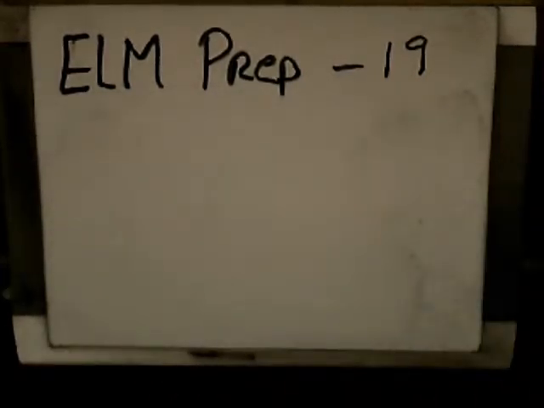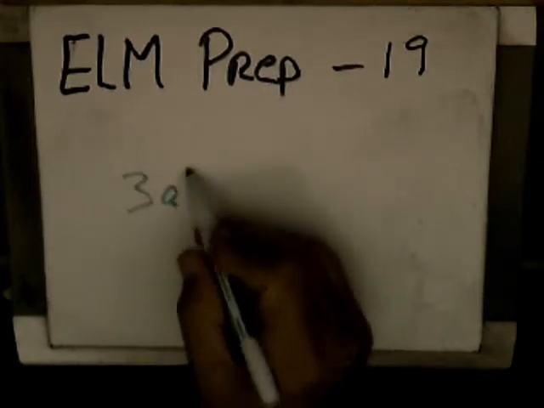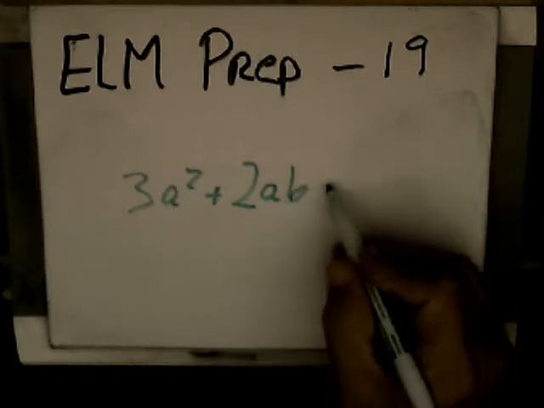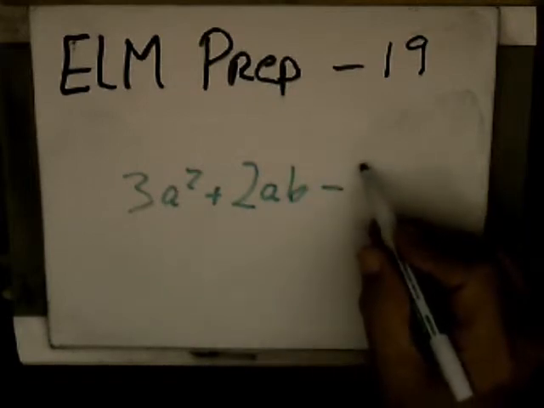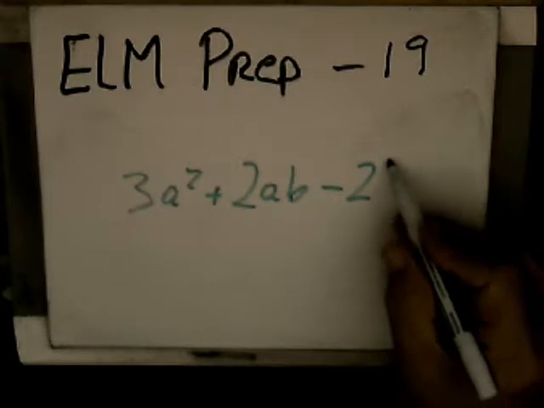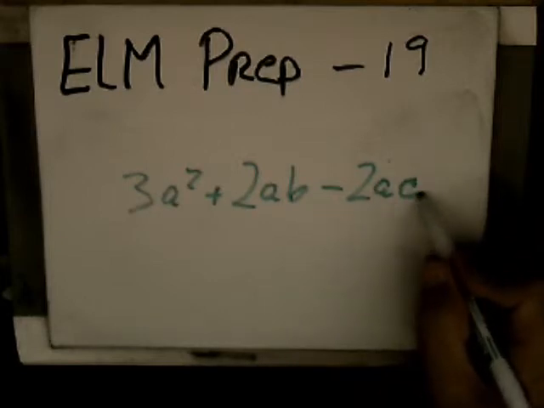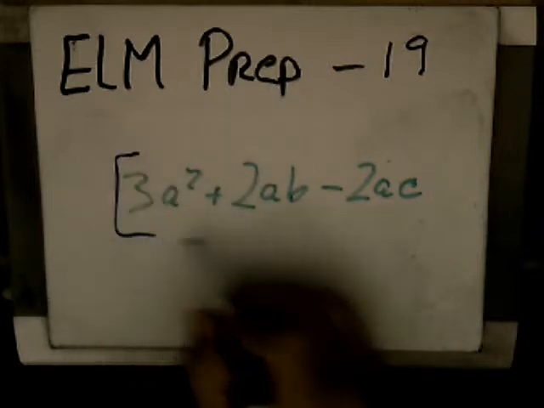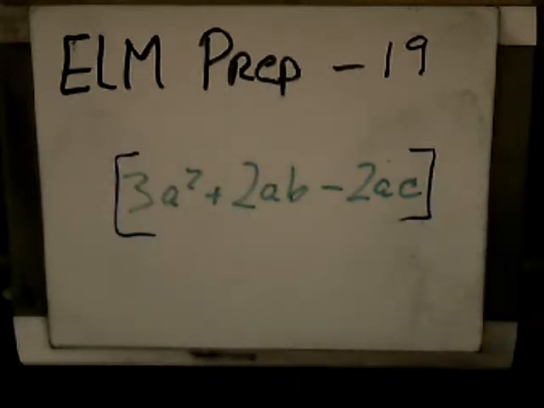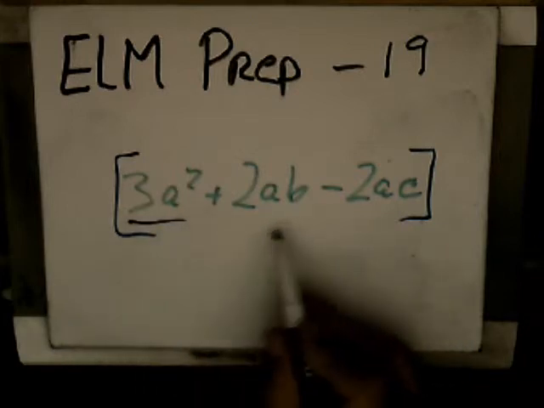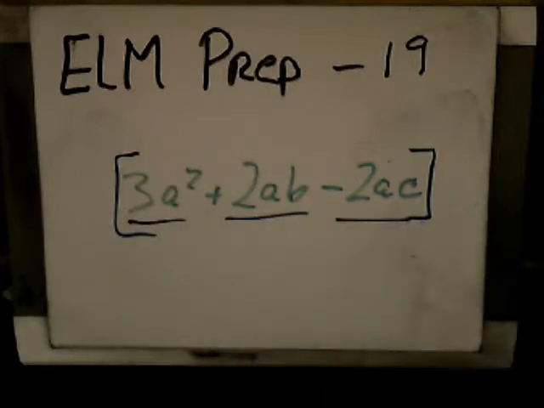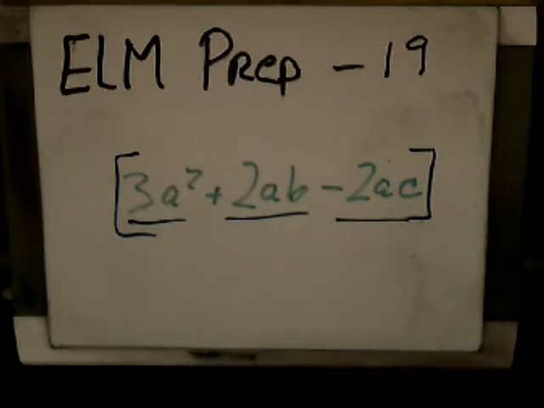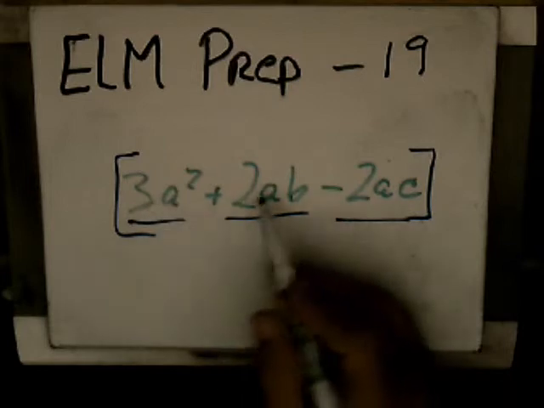All right, so let's say I have 3 terms. 3a squared plus 2ab minus 2ac. All right, so here we are with 3 terms. Again, I'm going to look at each individual term to see what I have in common. Well, I've got a 3, a 2, and a 2. Unfortunately, the numbers are not common to each other, so there's nothing I'm going to do with those.